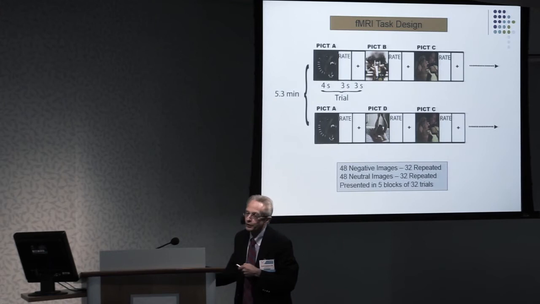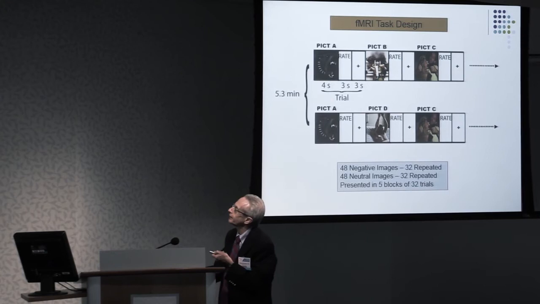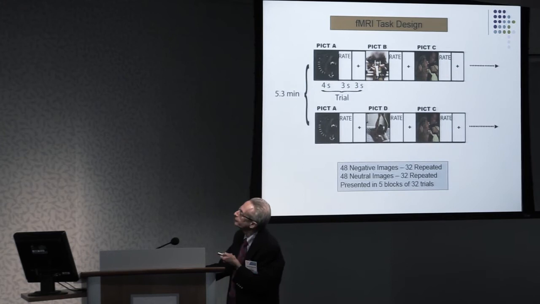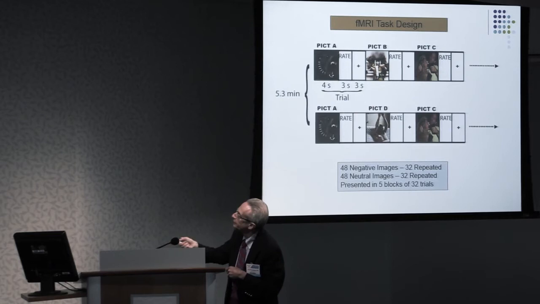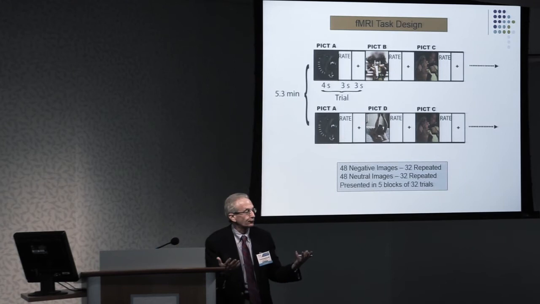So this is the way we looked at that. We showed our patients pictures in the scanner, again, these IAPS pictures in sequence, and they rated their feelings, the valence of the picture. But some of the pictures were repeated throughout the period of the scan. So you see this picture is repeated, this picture is repeated. And so we were able to look at activation when people are looking at pictures that they've seen for the first time versus pictures they've seen a second time.